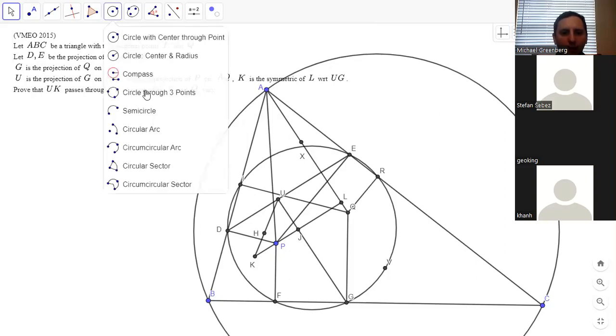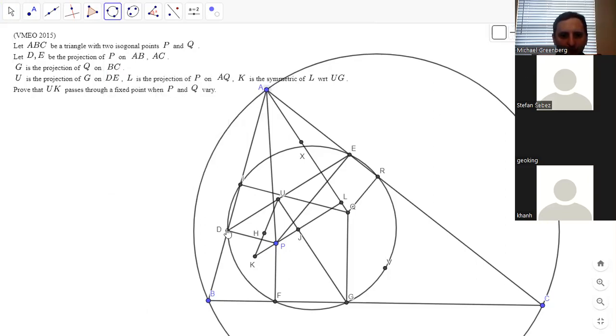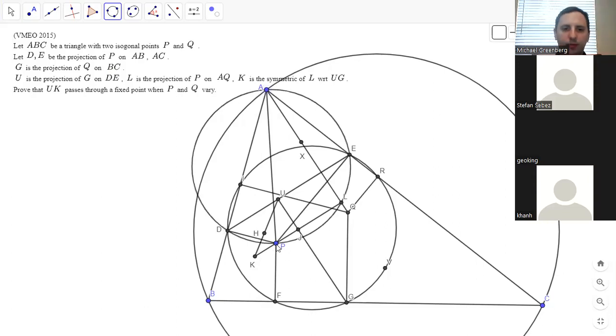Okay. So we have X and L are reflections about D. Yeah, you can draw that circle. X and L are symmetric about D. So I think we can prove that X, K, and U lie on a line. Okay. So X, K, and U are collinear. Yeah. So we just need to prove that X, H, and U are collinear too.